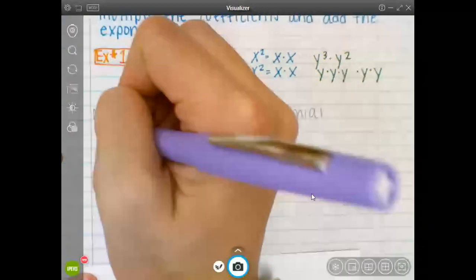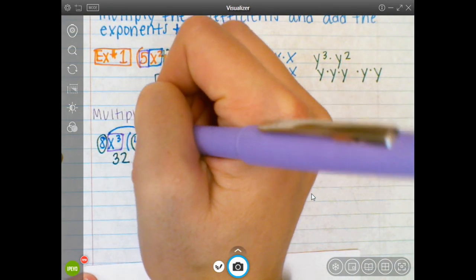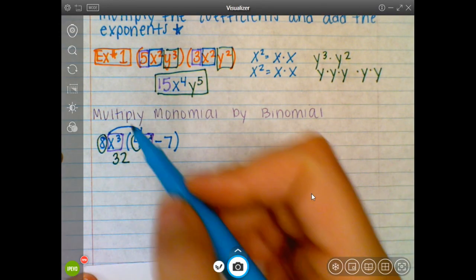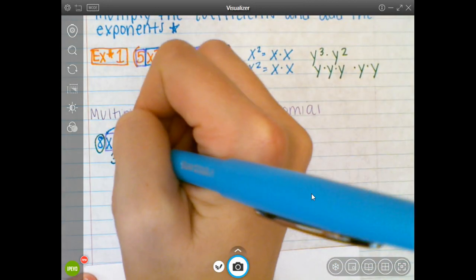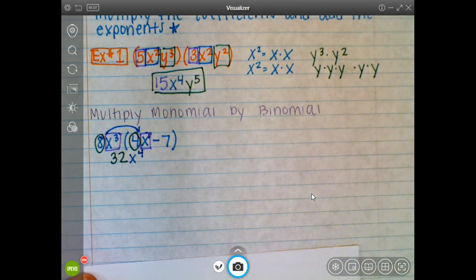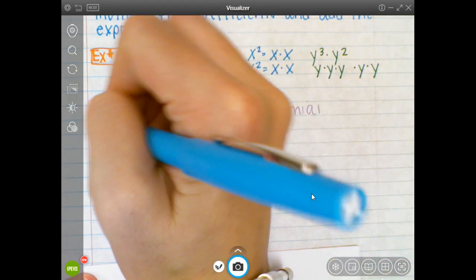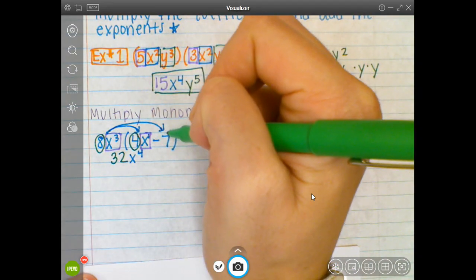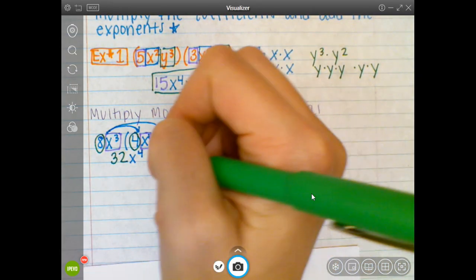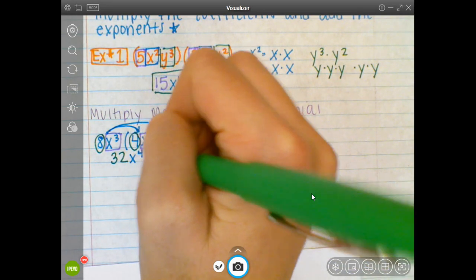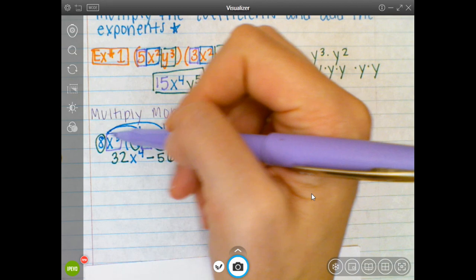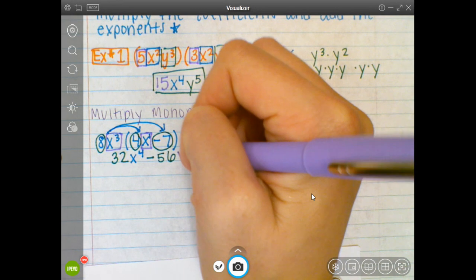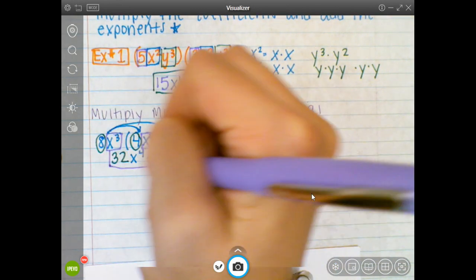Then I'm going to multiply my x to the 3rd times x. Now there's no exponent here. When there's no exponent, it's a 1, so you can always add it. So x to the 3rd times x would be x to the 4th. And now we have to do it again with the negative 7. So I have 8 as a coefficient and a negative 7. So that would be a negative 56. And then I have the x to the 3rd, but there's no x here. That means I don't add anymore, so I just recopy x to the 3rd. And there's my final answer.